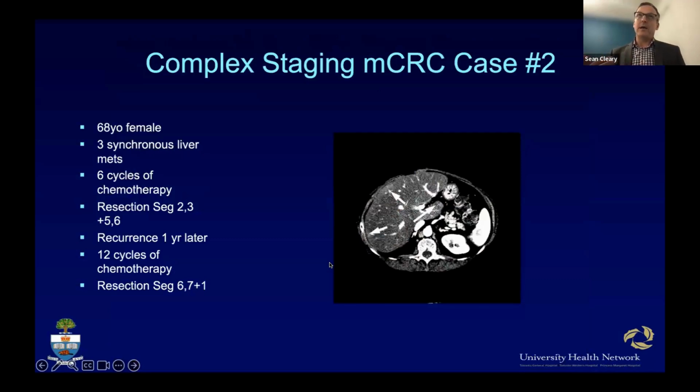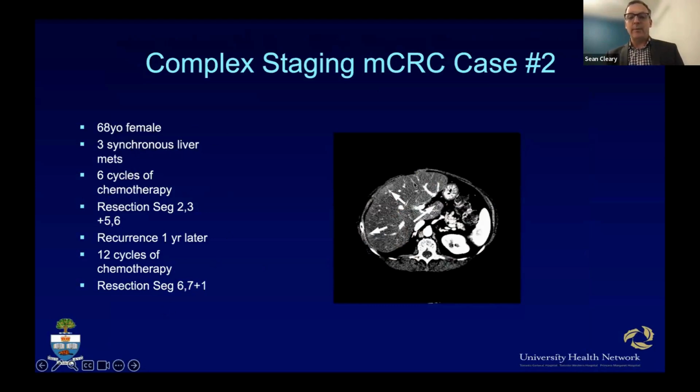Kartik alluded to the idea that many of our colorectal cancer cases are receiving chemotherapy beforehand, and obviously that causes significant changes in the liver parenchyma, either sinusoidal obstruction with oxaliplatin or fatty infiltration from irinotecan.